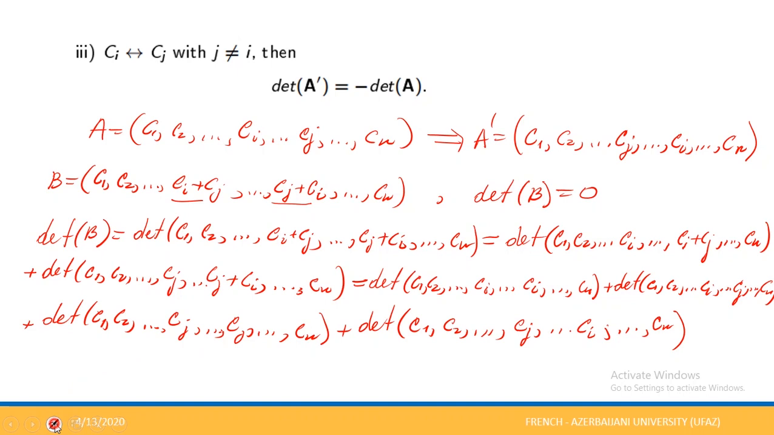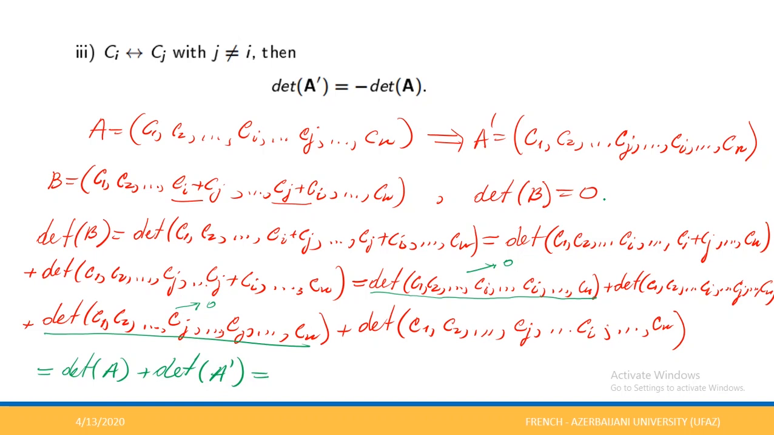You see in this determinant we have the similar columns Ci and Ci. Because of this, this determinant will be 0. Here these columns are the same, this and this, you see. Because of this, the determinant of this matrix is also 0. You see, this is the matrix of A, this one. And this one is the matrix of A prime. Because of this, from here we write determinant A plus determinant A prime is equal to 0. From here, the determinant of A prime is equal to minus the determinant of A.